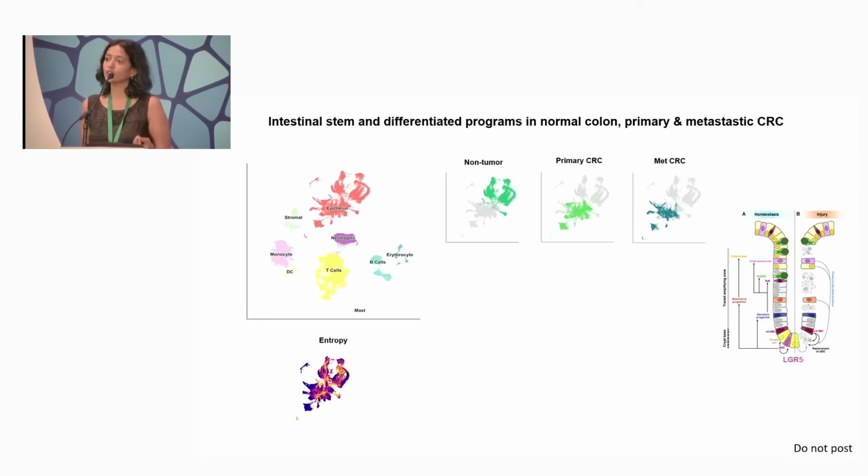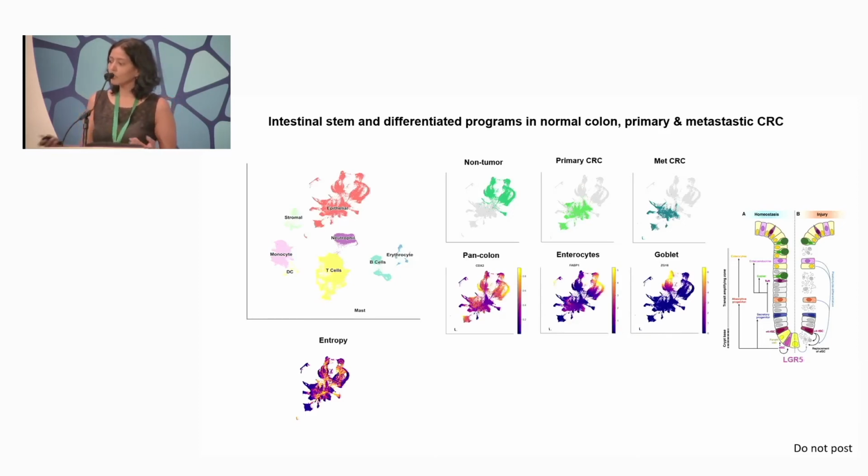The LGR5 cell has also been shown to be the cell of origin for colon cancer, the cancer stem cell. But whether this stem cell state is preserved, and if so, in what capacity in metastasis, is really a big question for the field that has not been resolved, especially in patients.